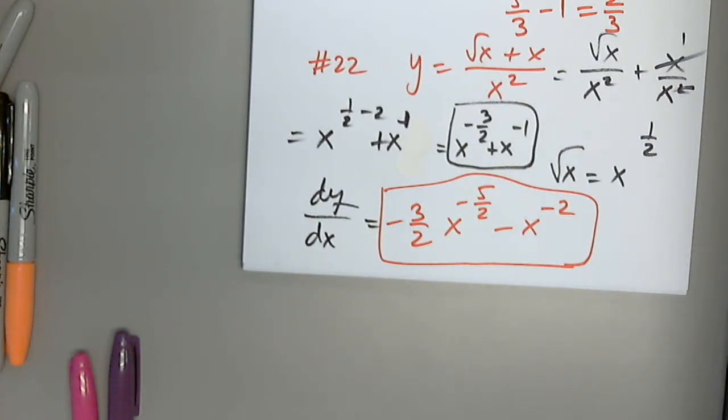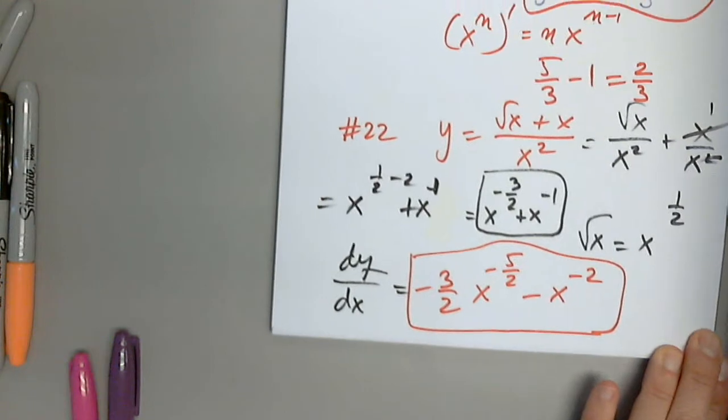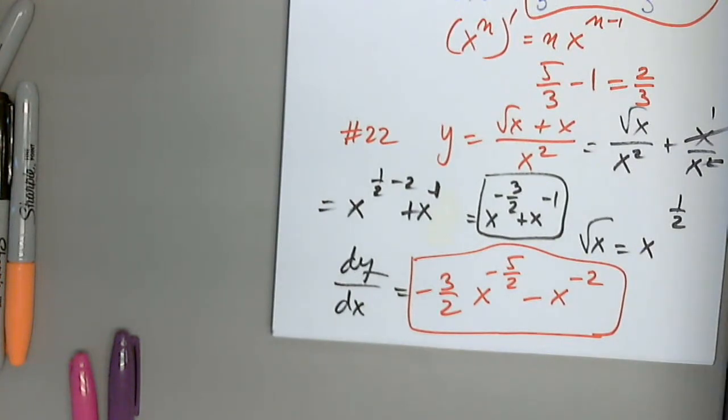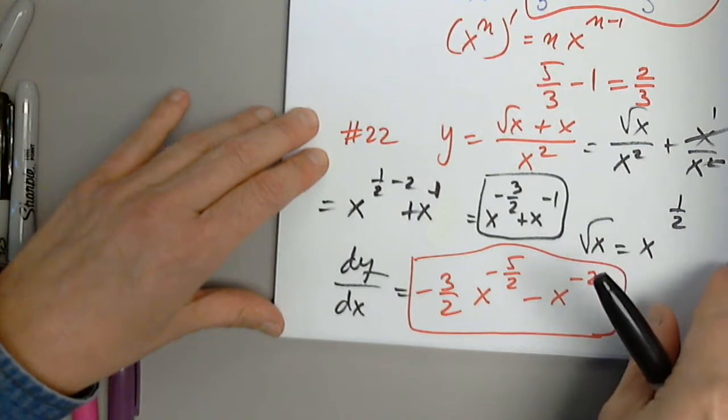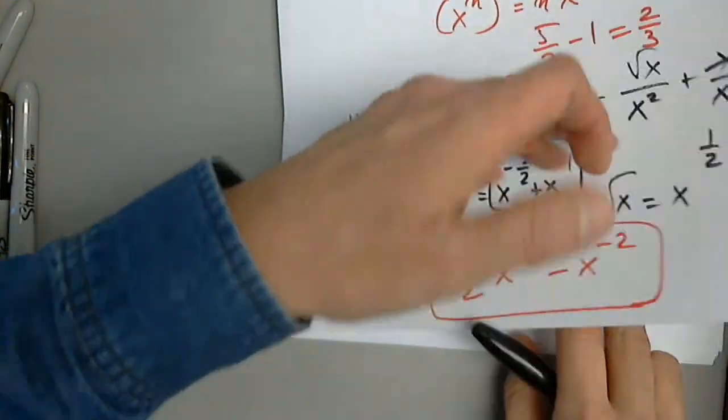Can you just go over it again? From here. Yeah, just go. So negative 3/2 in front, negative 3 over 2 minus 1 integer is negative 5/2. And then I bring down negative 1 and subtract 1 from the power. Better? Everyone? Yes? Okay.